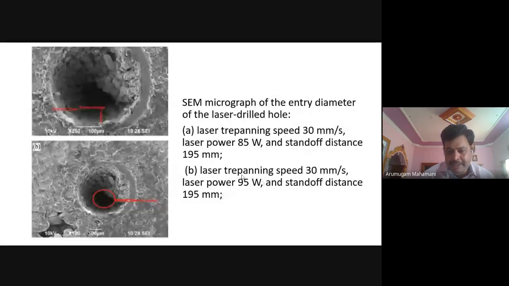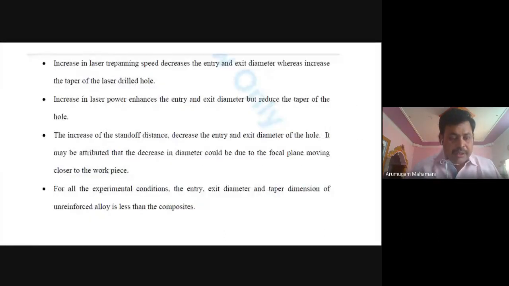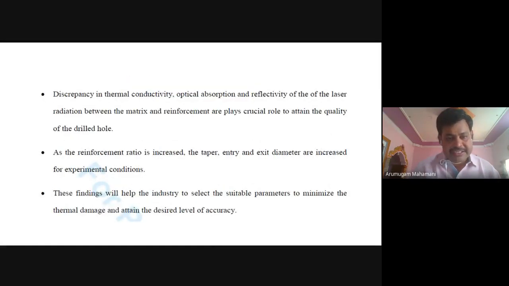Then picture B, laser trepanning speed of 30. So here the only difference is 85 and 95. So increasing laser power, what happened? This result, I already discussed. Again, I don't want to read the text.